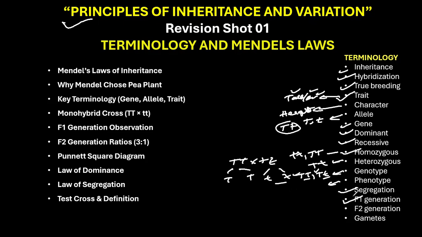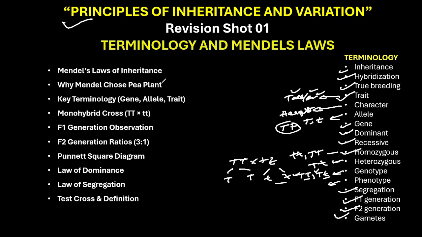Then the F1 generation is the first offspring generation. The F2 generation is the offspring from the selfing of the F1 generation. Then gametes are sex cells carrying one allele. So this is all the terminology in genetics, in this part of genetics, that is principles of inheritance and variation.